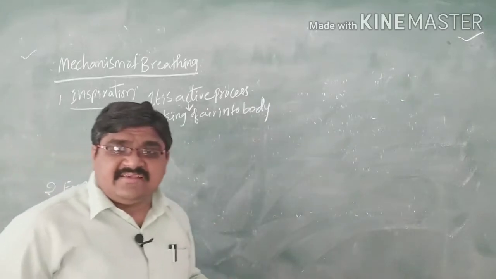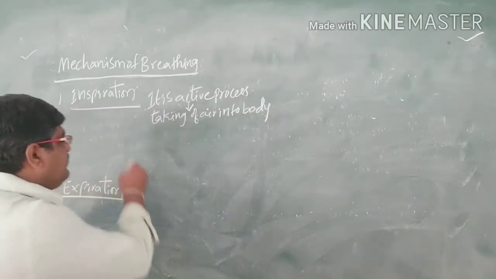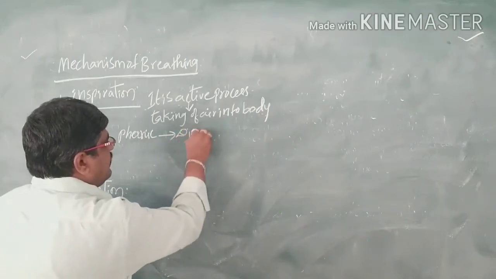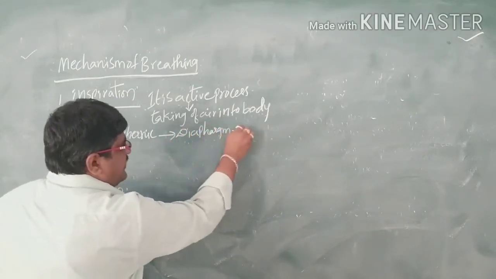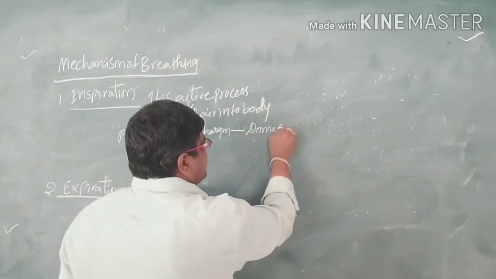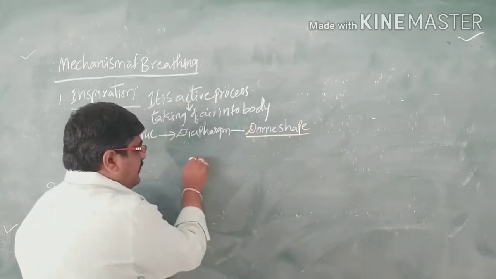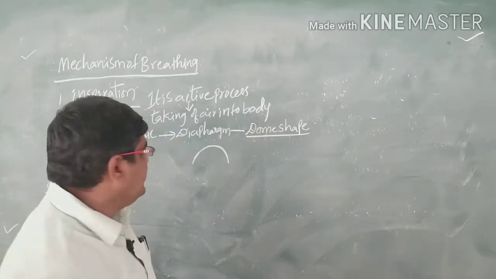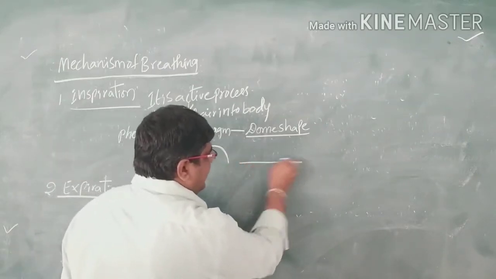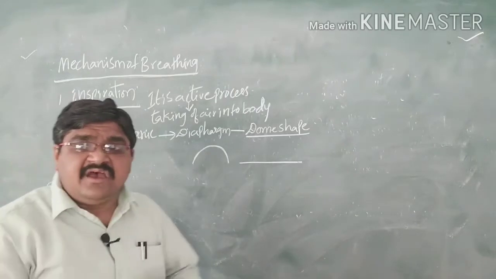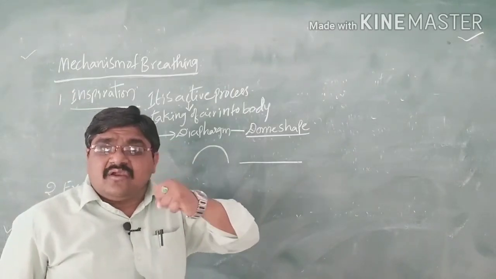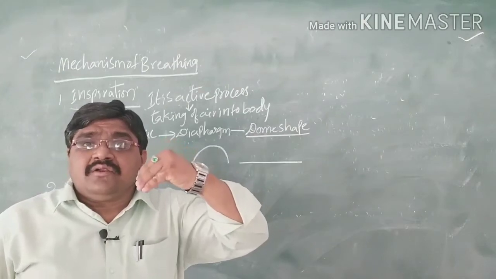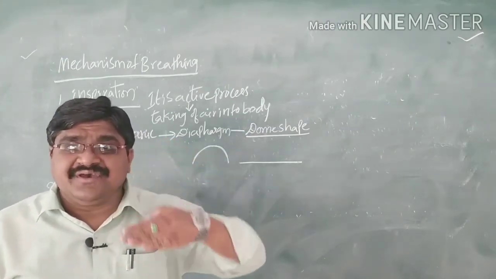Here the phrenic muscles, which are present in the diaphragm. The diaphragm is dome shaped, a U-shaped structure. When the phrenic muscles present in the diaphragm are contracted, the U-shaped or C-shaped diaphragm is converted into a flat structure.